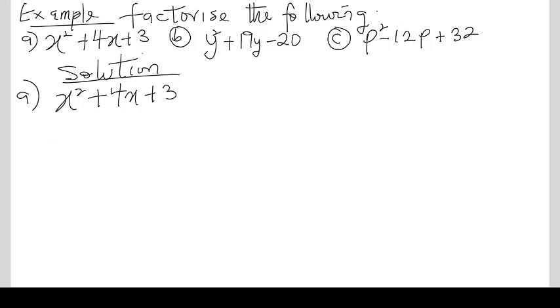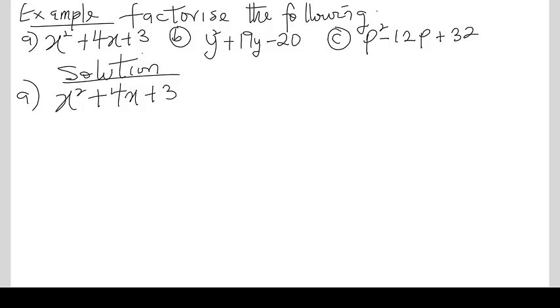So the first thing we need to do is we multiply the coefficient of x squared with the constant, which is 3, and the coefficient of x squared is 1. So we are going to be multiplying them together. So we have 3 multiplying 1.